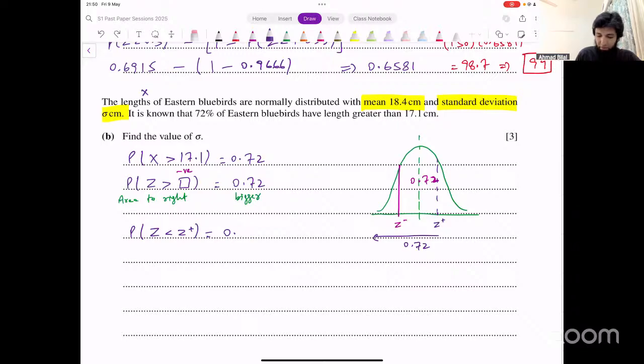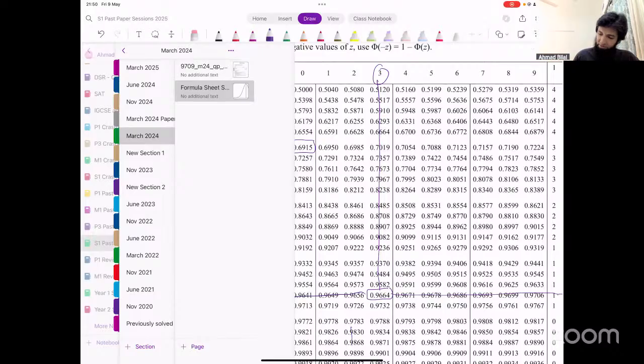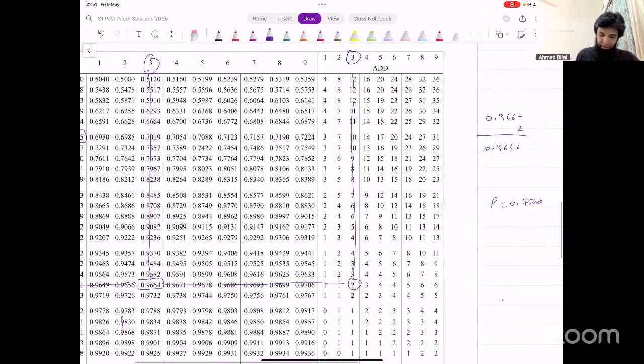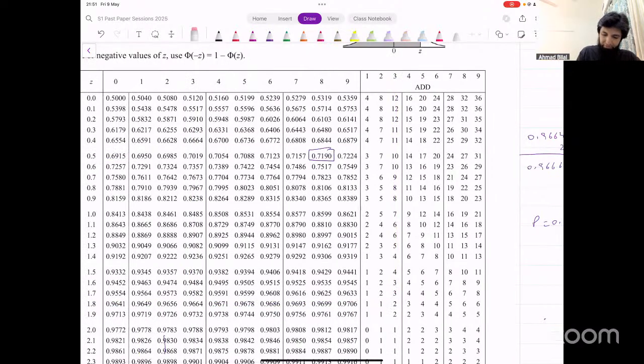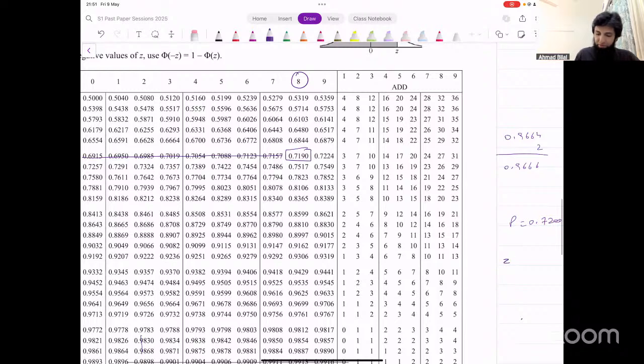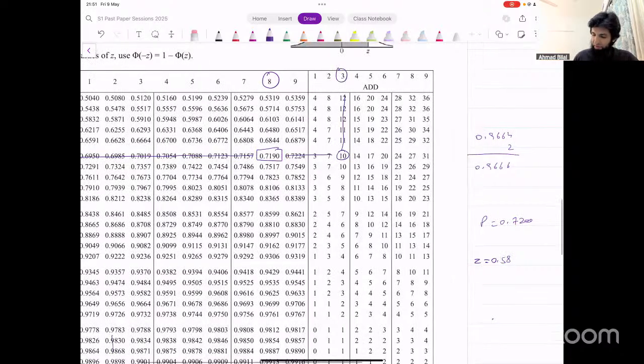And now we can go to the table, find the z value from this and see what that turns out to be. 0.72 is the probability. 0.7200, that's the probability. The immediately smaller number is this. That's 0.5 and 8. But we still have to add 10 at the end, right? To make it 7200. This is 10. What's the third decimal place? 3. The z value turns out to be 0.583.